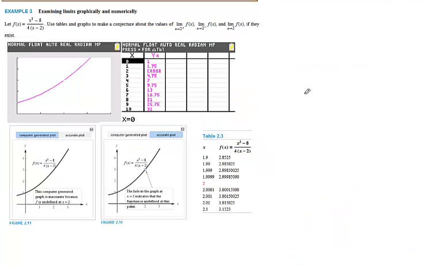I graphed for you using my TI-84 calculator the function that they want us to look at. We're looking at this function x cubed minus 8 over the quantity 4 times x minus 2. That is what I graphed in my calculator, and this is my picture. Notice this unusual looking hole. This hole happens because numerically and analytically I cannot physically put a 2 into that function. F of 2 does not exist.